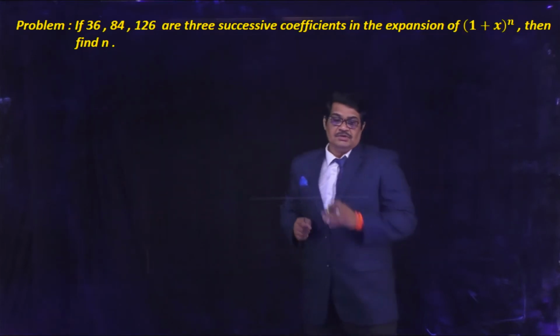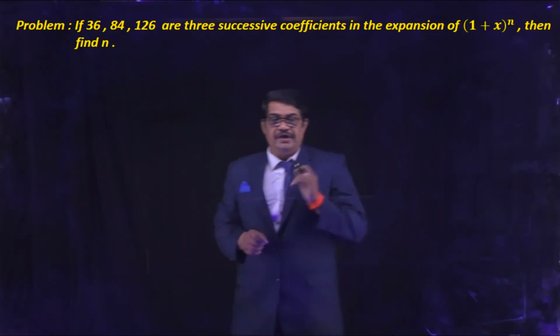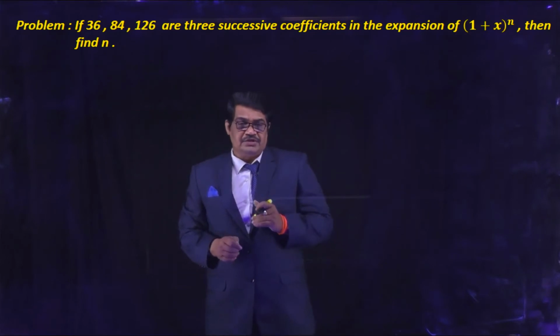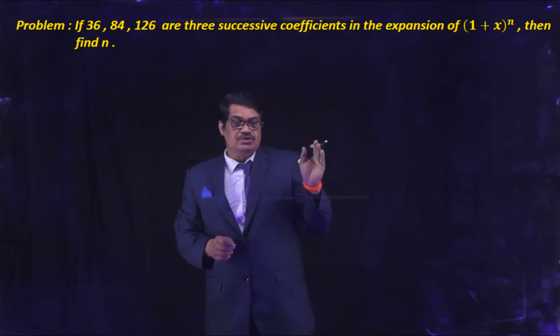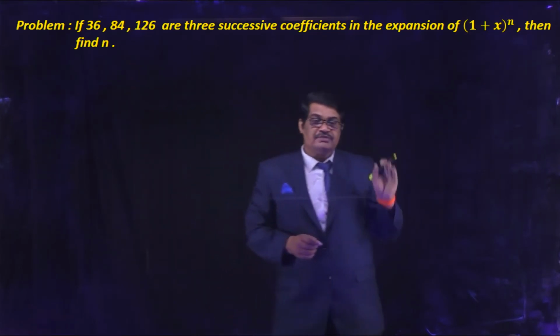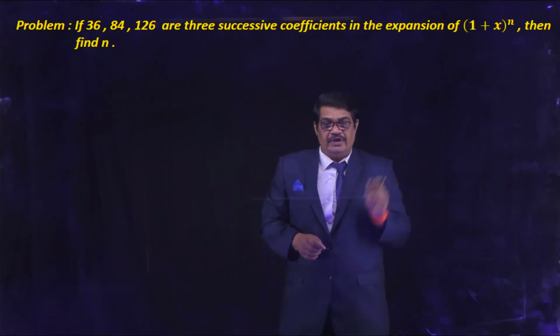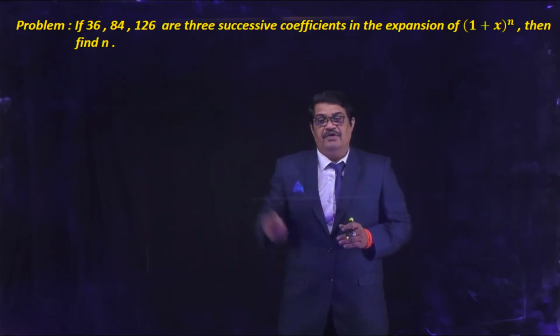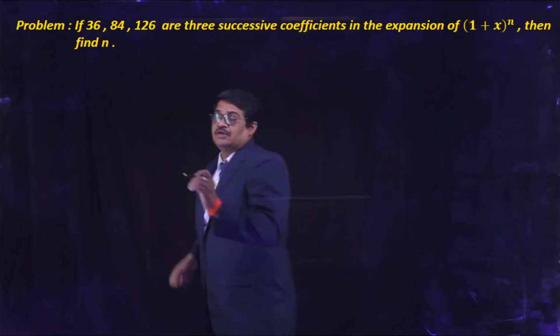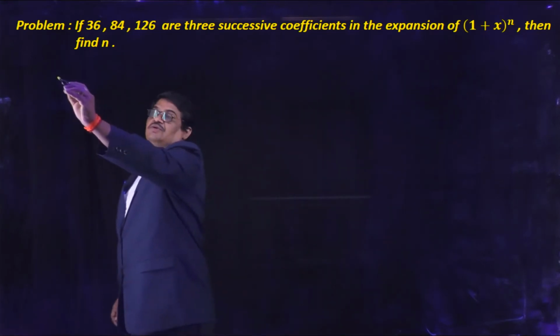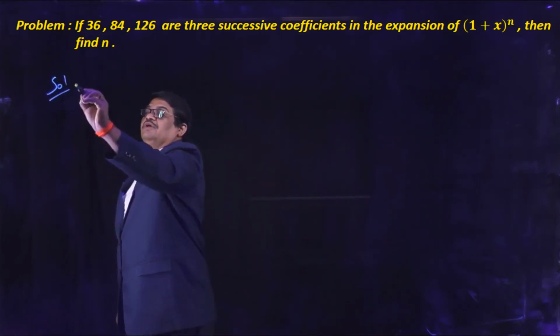See another problem. If 36, 84 and 126 are the three successive coefficients in the expansion of 1 plus x whole power n, then find the value of n. So this is our problem. See the solution.